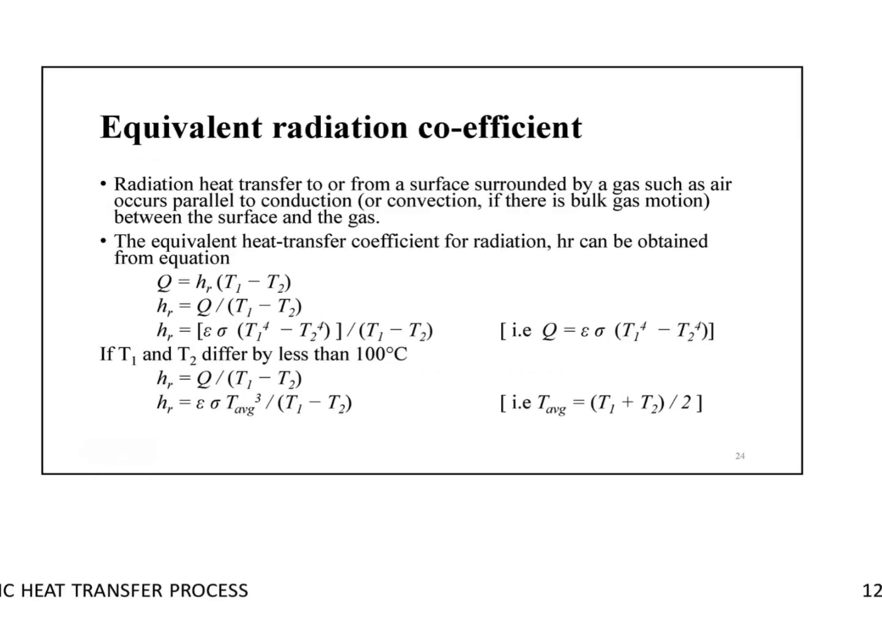Moving to next slide. Equivalent radiation coefficient. Radiation and conduction or convection can happen at the same time. To find the equivalent radiation coefficient, use the formula Q equals HR times the temperature difference. When the temperature difference is less than 100 degrees Celsius, average temperature can be used in the formula.